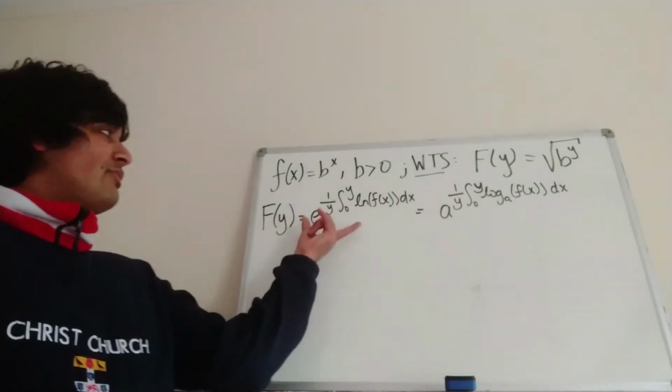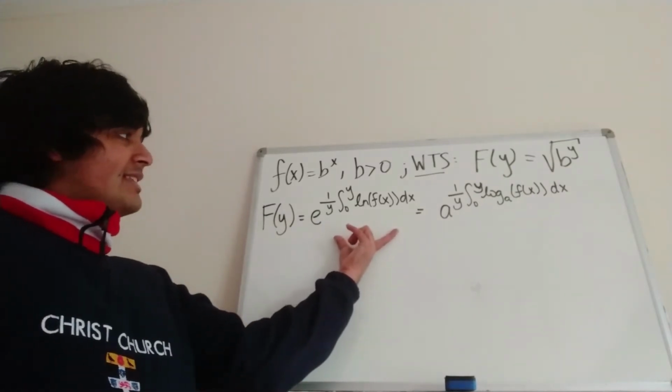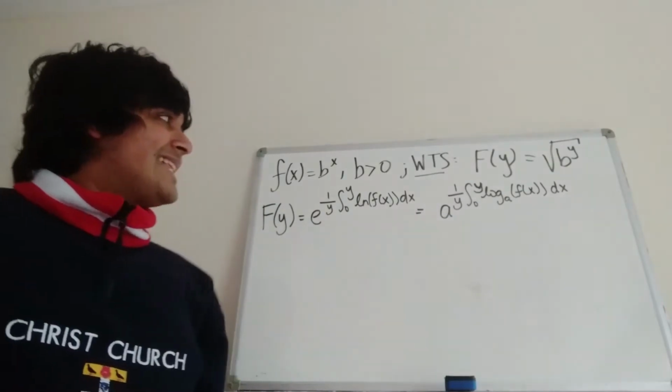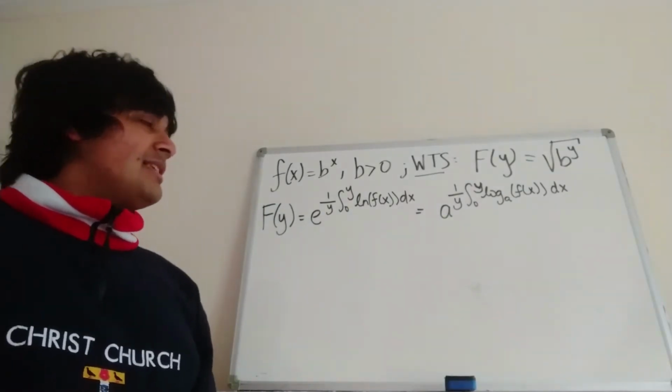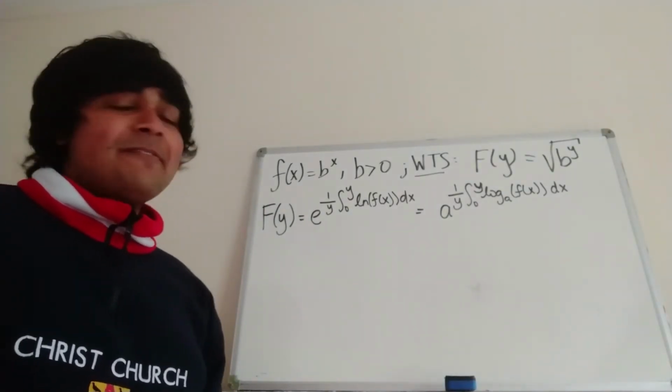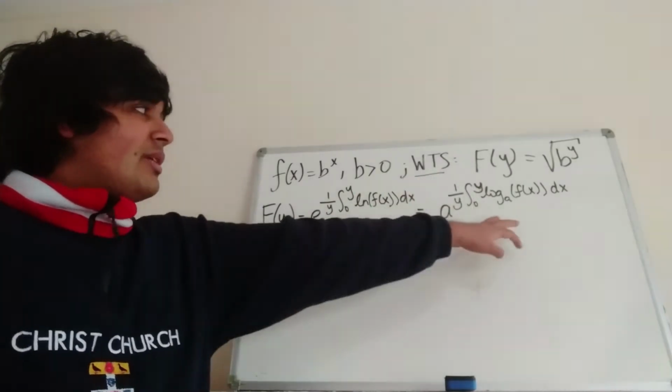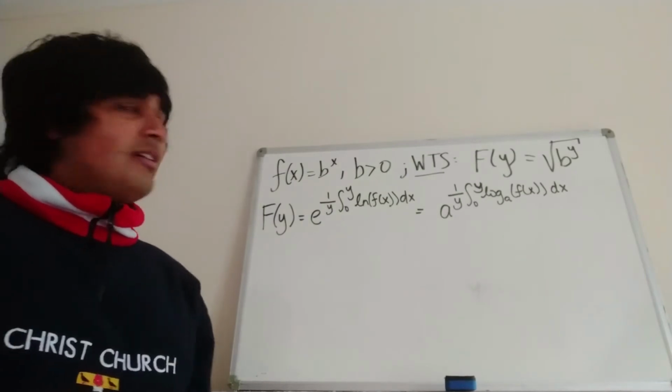We've shown that capital F of y is, by definition, this expression here, but we showed in part 1 that it can be written like this: a to the power of 1 over y times the integral from 0 to y of log base a of f of x dx, where a is a positive number which isn't 1. And the reason it's not 1 is because we can't do log base 1 of something.